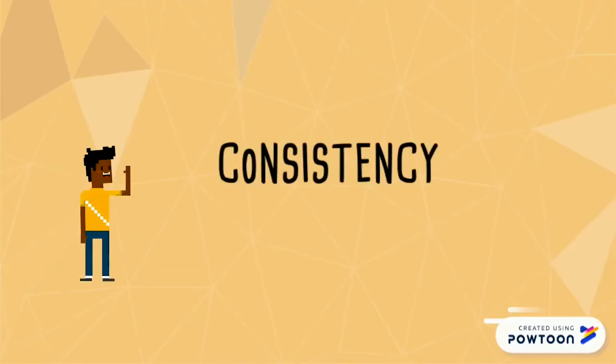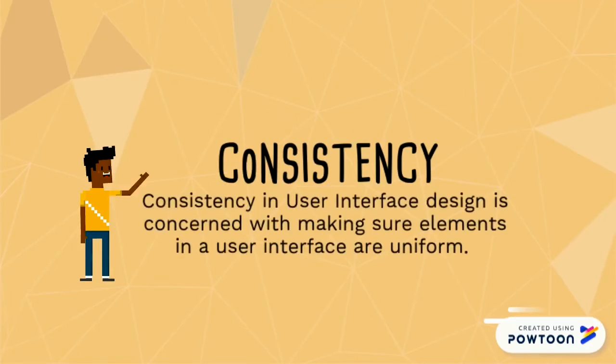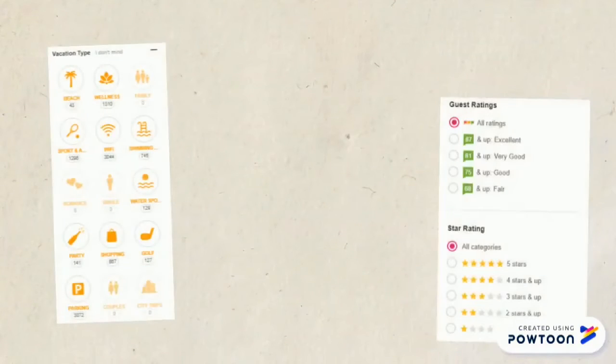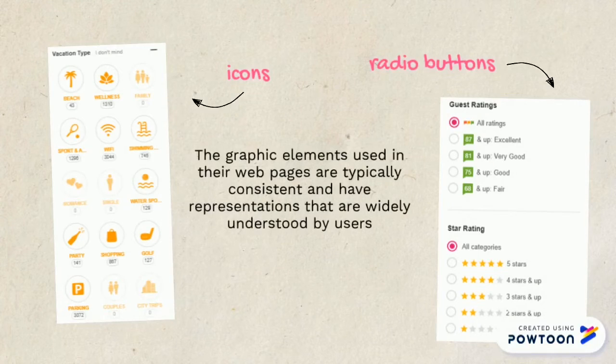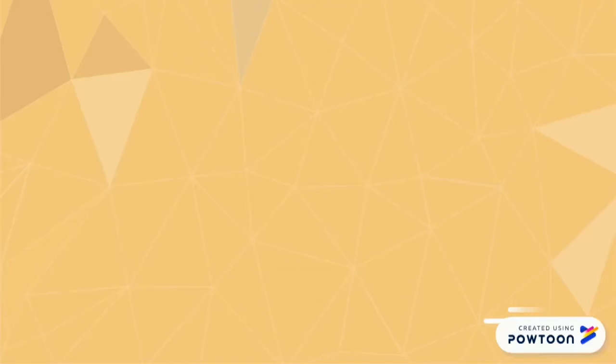Malaysia Airlines uses GUI elements such as icons and radio buttons. The graphic elements used in their web page are typically consistent and always in harmony.